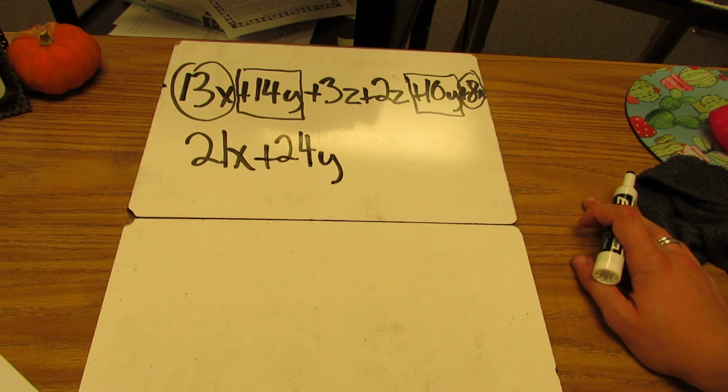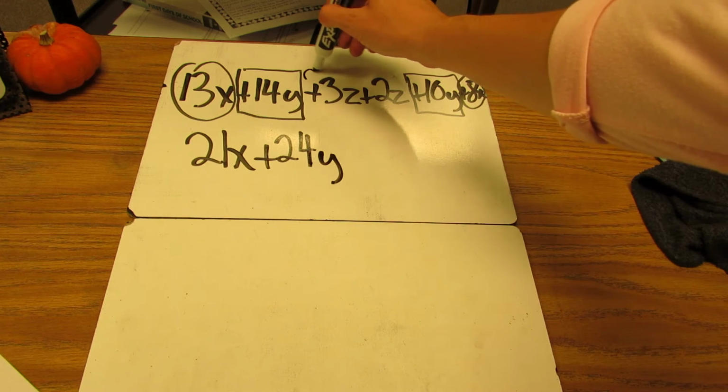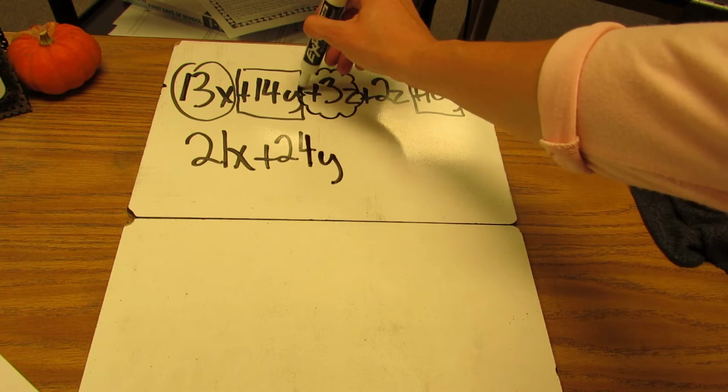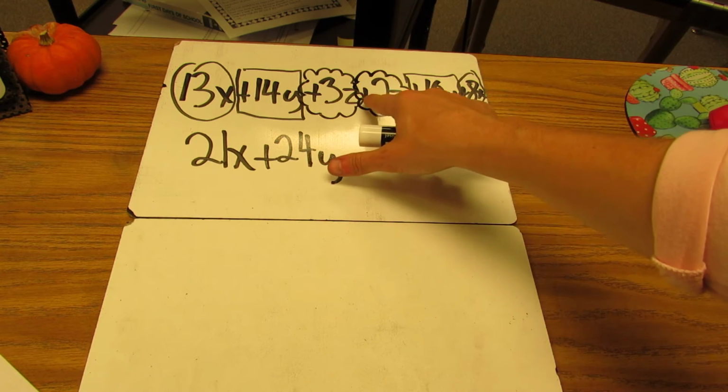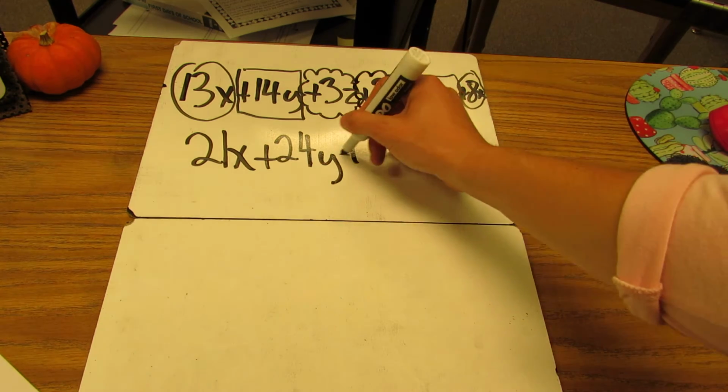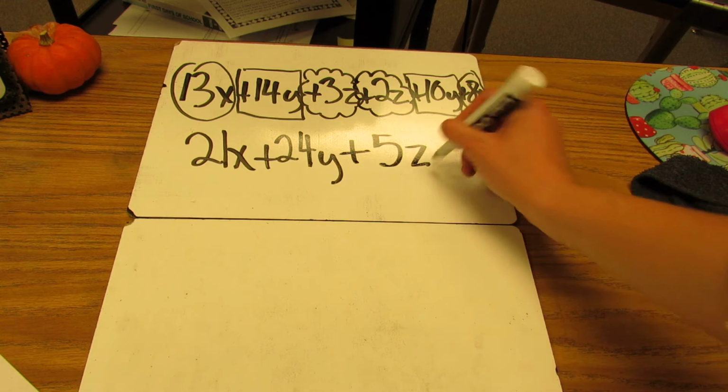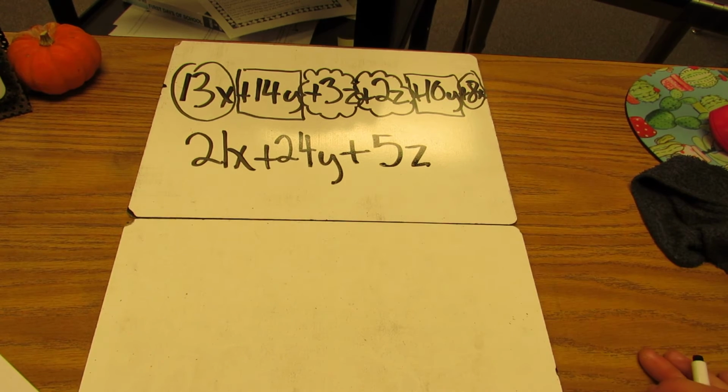Lastly, I have some z's, right? These two want to go together. So positive 3z and positive 2z. Positive 3z plus positive 2z gives me a positive 5z. So this is my simplified expression.